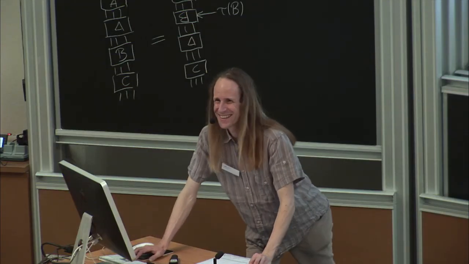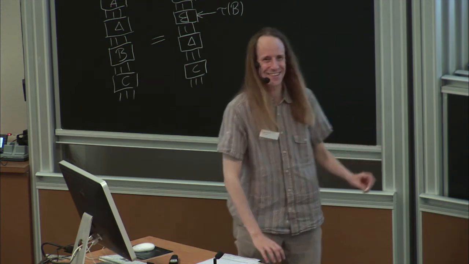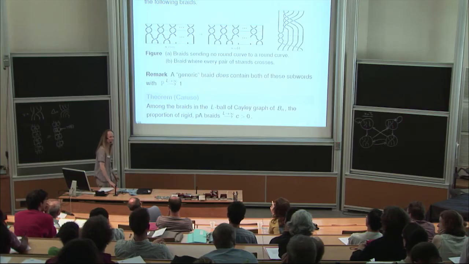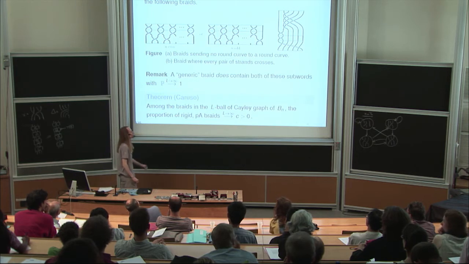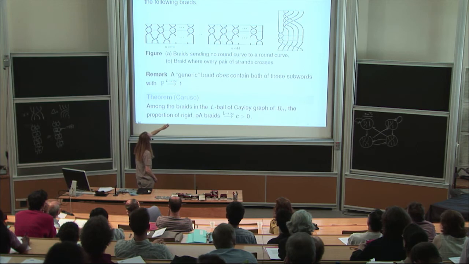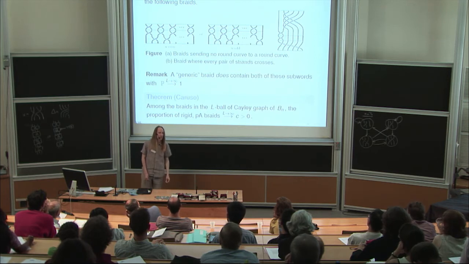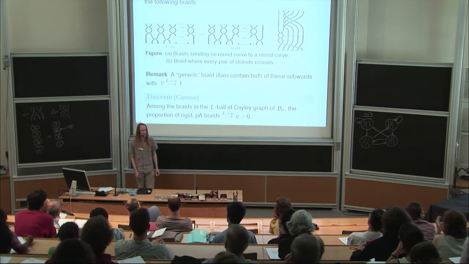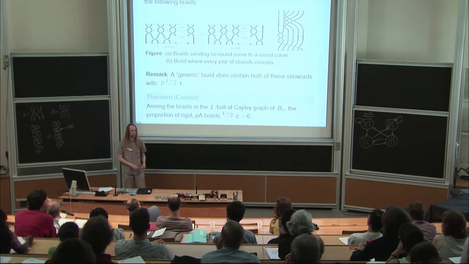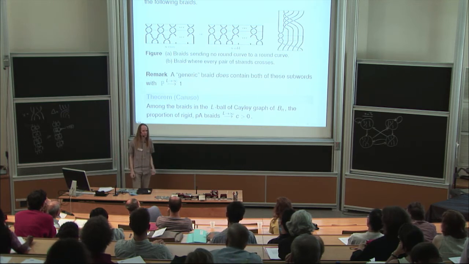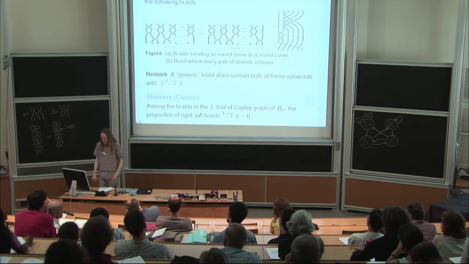Questions? If it contains both of these, then it is exactly irreducible. Oh, and I should have mentioned the periodic case, but that's not a problem at all, because the only rigid periodic braids are actually powers of delta. So forget it.